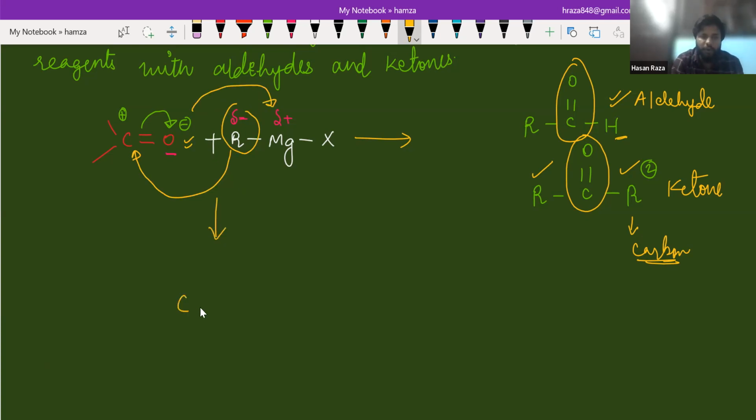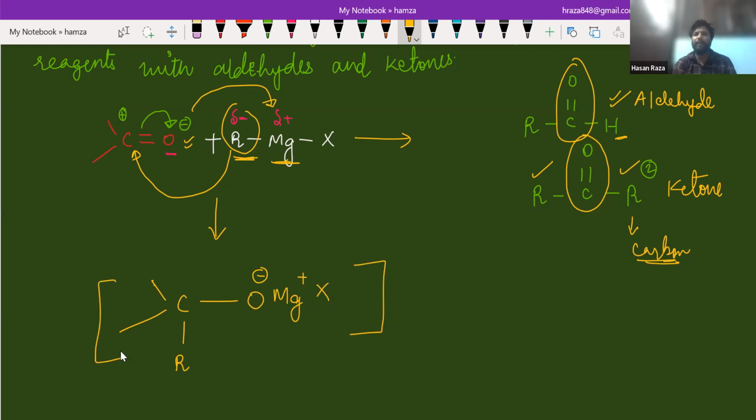So what will happen here? It's very simple. First of all, you are going to break one of the bonds between carbon and oxygen, and it will be like this. And this was the bond earlier. Now see, this is the negative and carbon has positive. So R will be coming with C and making a bond. Now you can see this will have negative charge and Mg has positive charge. So Mg will come like this, Mg plus and X. Is that clear to everyone?